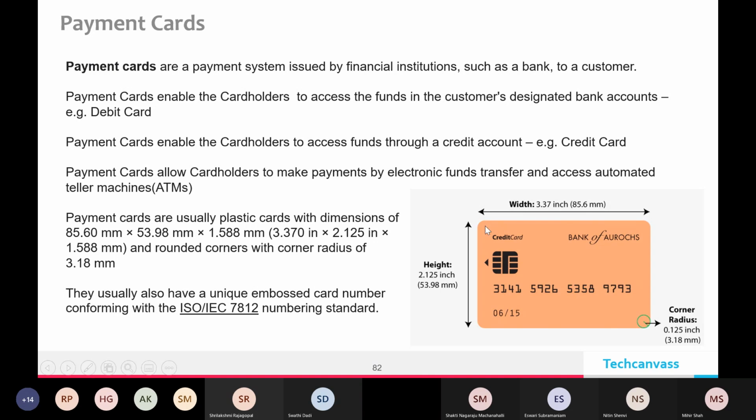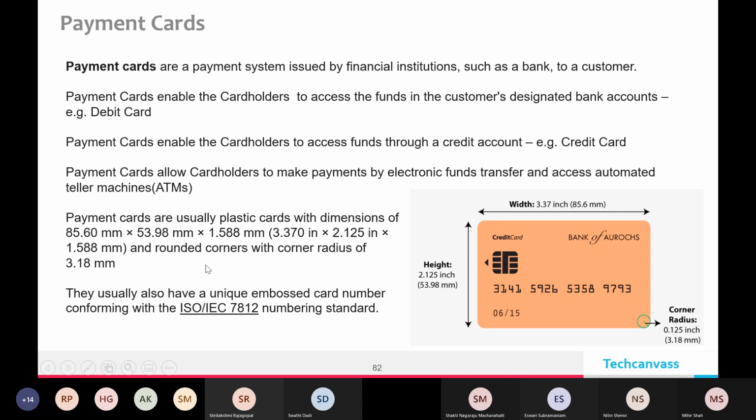Okay, and the corners, if you see, are not edged corners, they are rounded corners, and there is a specification for the rounded corner also, which is that the radius should be 3.18 mm. Whenever we look at cards, we feel that some cards are smaller and some are bigger, but that is due to the design of the card. Effectively, any card follows the standard length, width, thickness, and even the corner radius measurements.